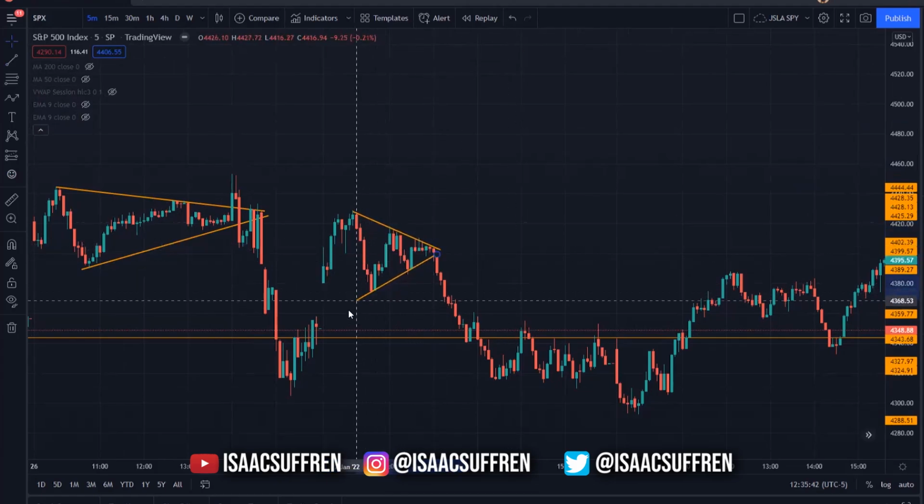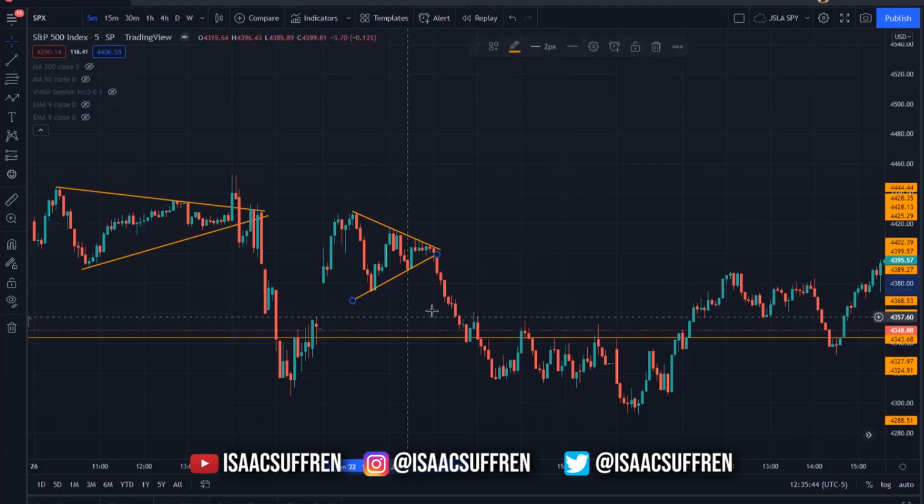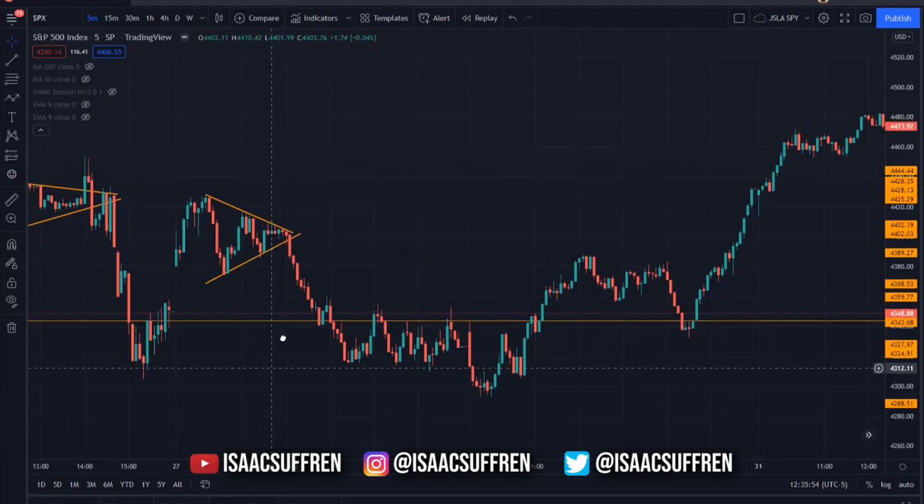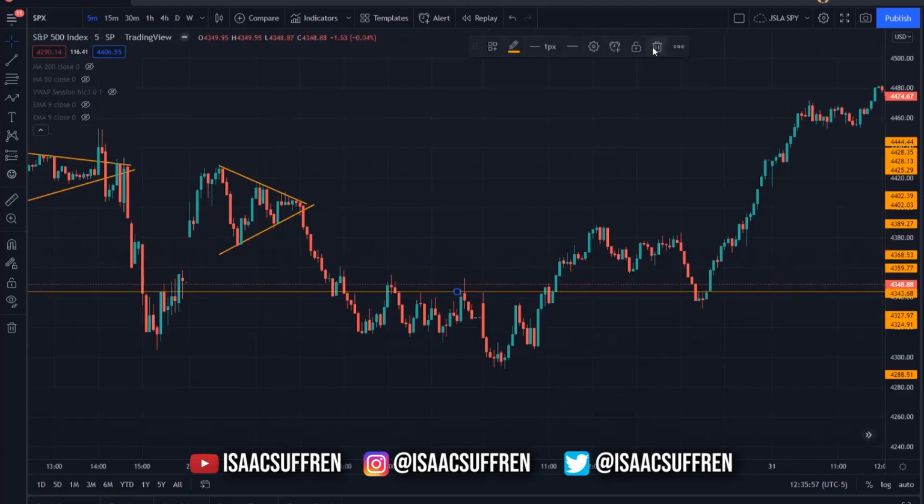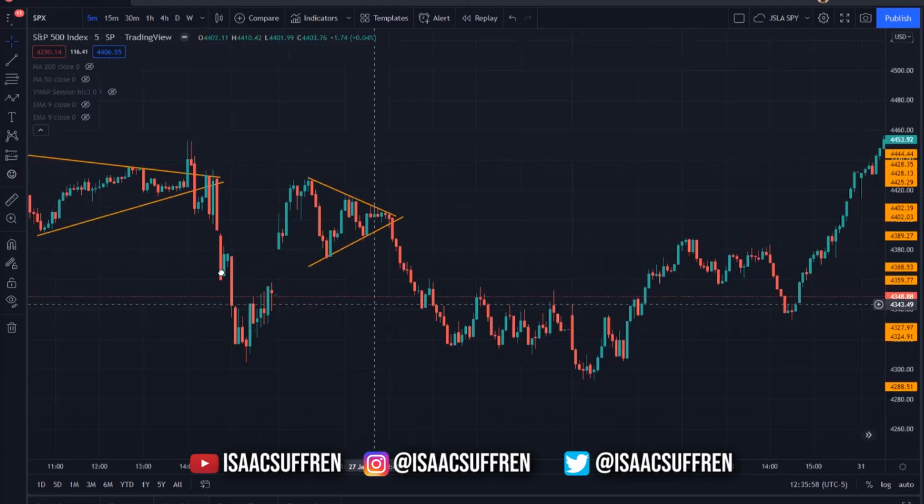This is a little ugly, but this may be another symmetrical right here. We may have another symmetrical. As you can see, higher lows, lower highs, and then a strong breakdown. Yep, that's another symmetrical. So we just met our third symmetrical triangle. We got a lot of those right now.